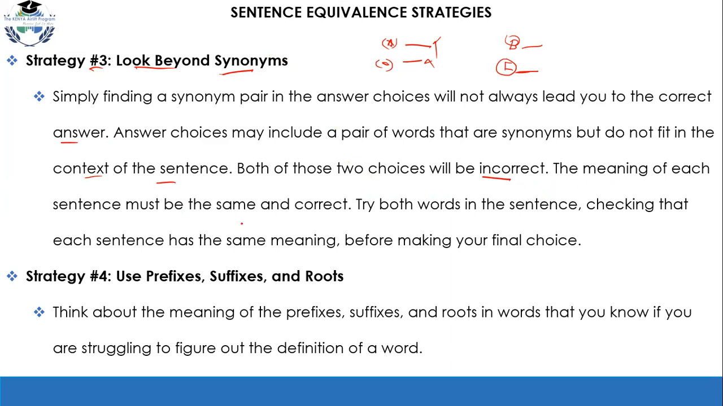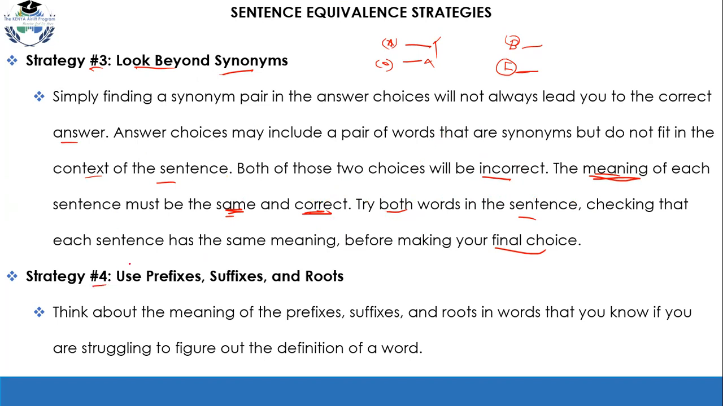The meaning of each sentence must be the same. This is the most important thing, not synonyms, but the meaning of the sentence. Whenever you're reading that sentence, do they have the same meaning? Are they both positive? Are they both negative? So they have to be the same and then they also have to be correct. The words that you're using have to be correct. Try both words in the sentence, checking that each sentence has the same meaning before you make your final choice.